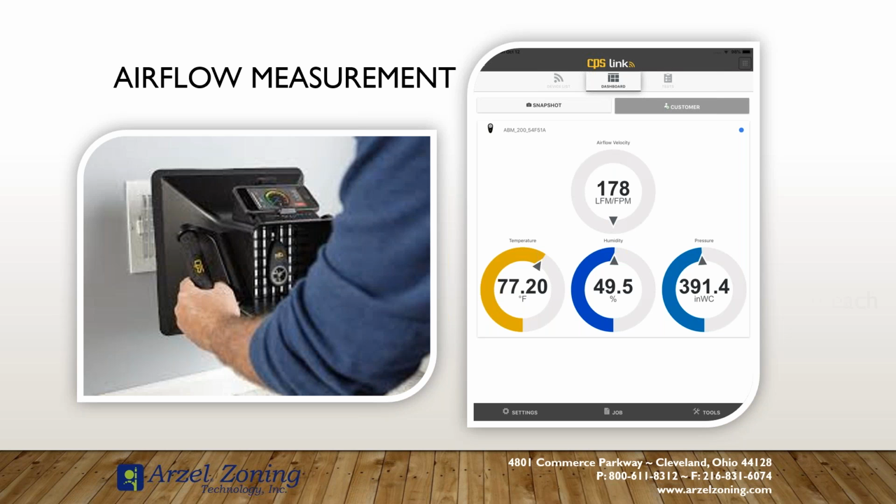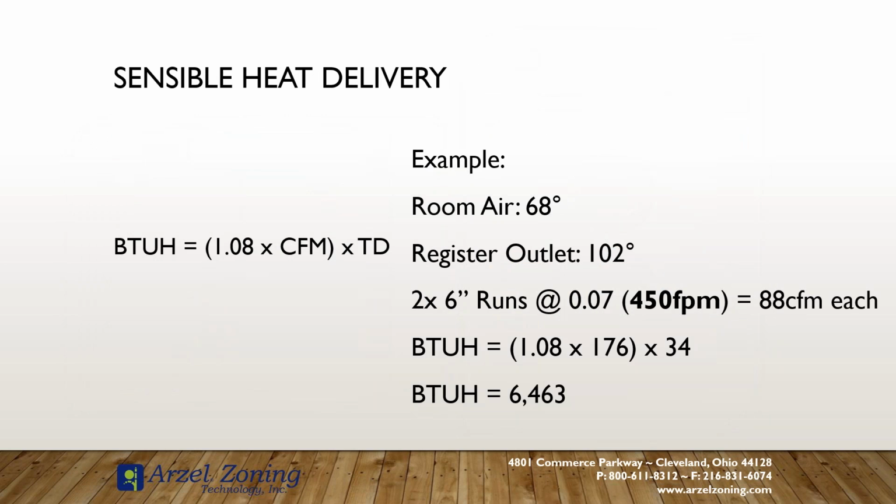So under perfect conditions, laboratory testing kind of conditions, I can take that 88 CFM, my 6-inch runs, 88 CFM each, I can convert that into BTU delivery. So my BTUs are 1.08 times my CFM, and that happens first, and then I multiply that by my temperature difference. So if I got my room air of 68 degrees, I have my register outlet of 102 degrees, that tells me that I'm delivering 6,463 BTUs into that area.